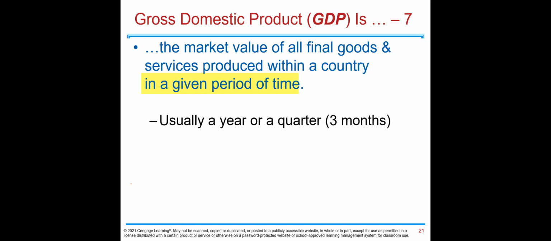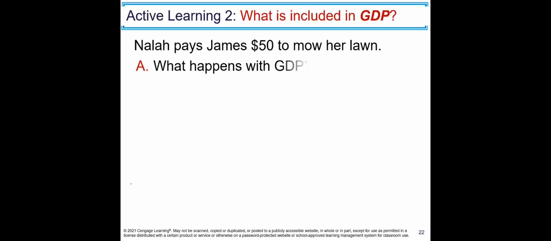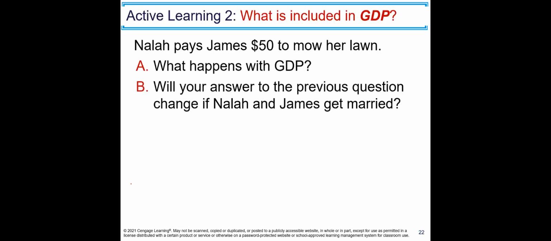So "in a given period of time" is highlighted. The market value of all final goods and services produced within a country in a given period of time. Usually GDP is measured for a year or a quarter. So let's see this example. What is included in GDP?